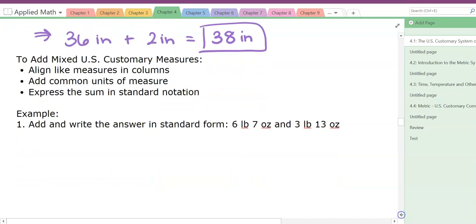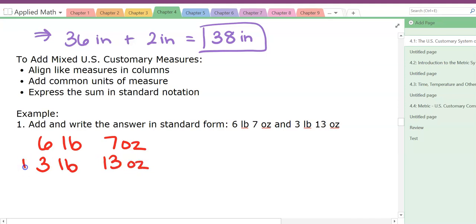So for this one, I have 6 pounds, 7 ounces. And I have 3 pounds, 13 ounces. So see how I'm stacking them like that on top of each other there? Then I'm going to just add those numbers. So I'm just going to take 6 plus 3, which would be what? And 7 plus 13.